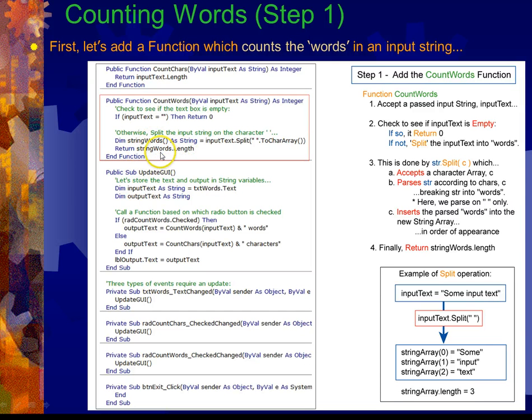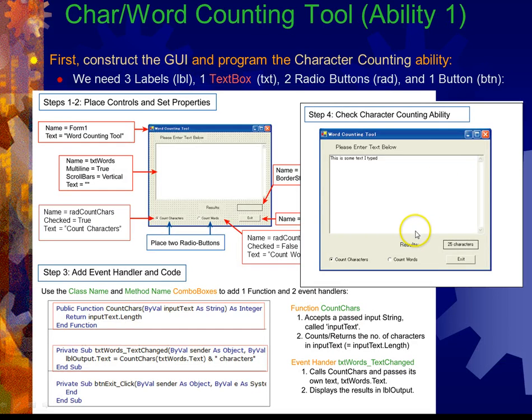So this is array.length. That's going to be the number of so-called words in this input. All right, so that's the count words function. And when do we want to call that? When this button is selected, when count words is selected.